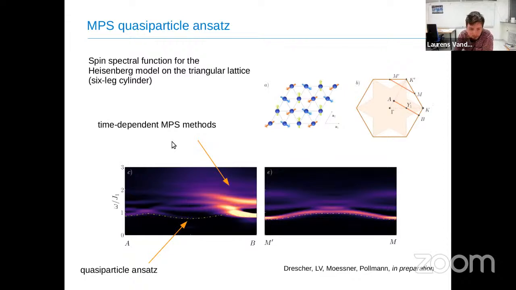And this is very useful because, to give you an idea, these time-dependent MPS methods are extremely expensive. This really takes weeks of simulation time. But this quasi-particle ansatz is something you can do in a few hours on a simple desktop, essentially. So it is a lot cheaper to compute it like this than using the more standard ways of doing it.